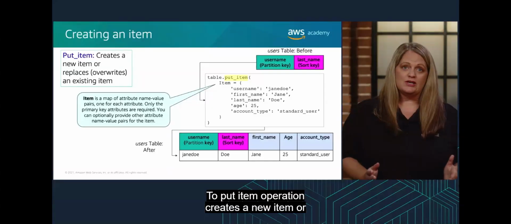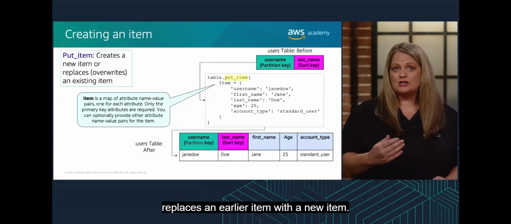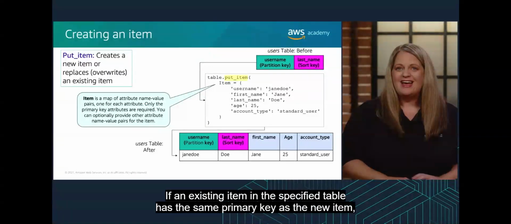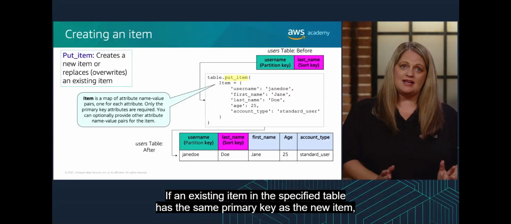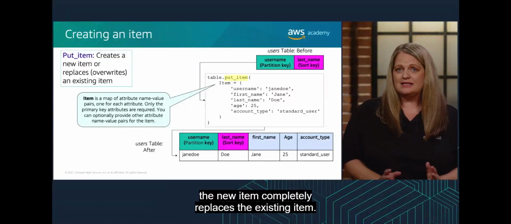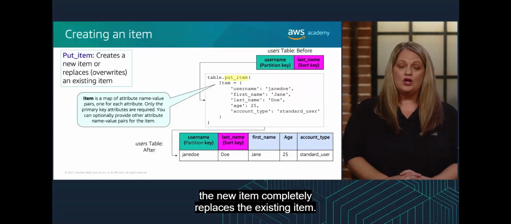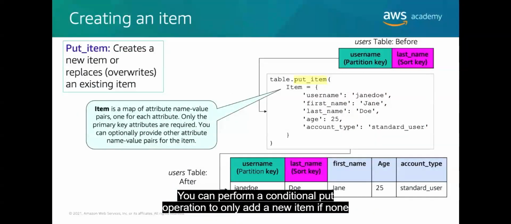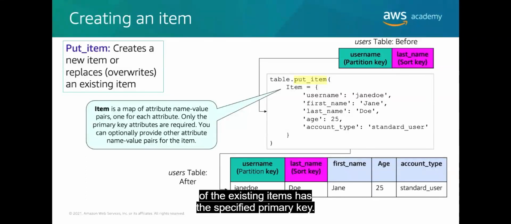The put item operation creates a new item or replaces an earlier item with a new item. If an existing item in the specified table has the same primary key as the new item, the new item completely replaces the existing item. You can perform a conditional put operation to only add a new item if none of the existing items has the specified primary key. A conditional put can also be used to only replace an existing item if it has certain attribute values.